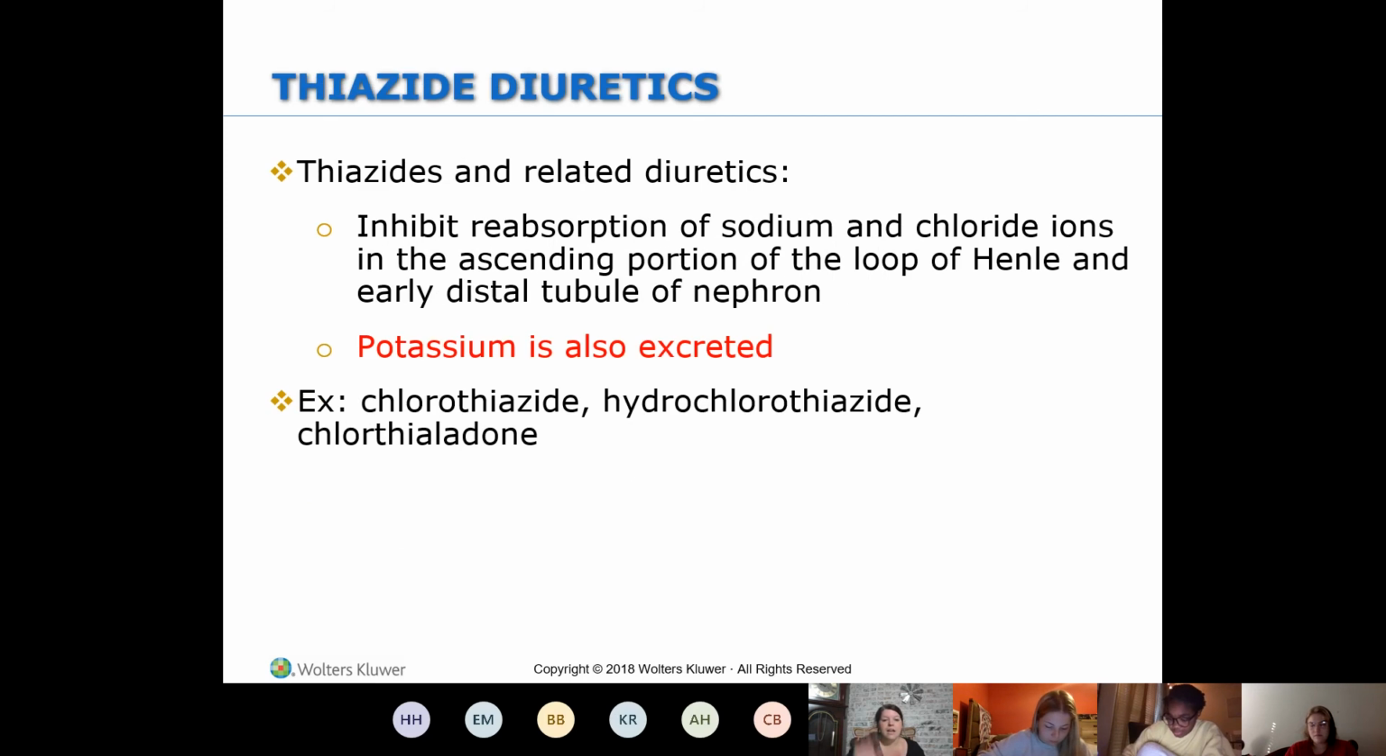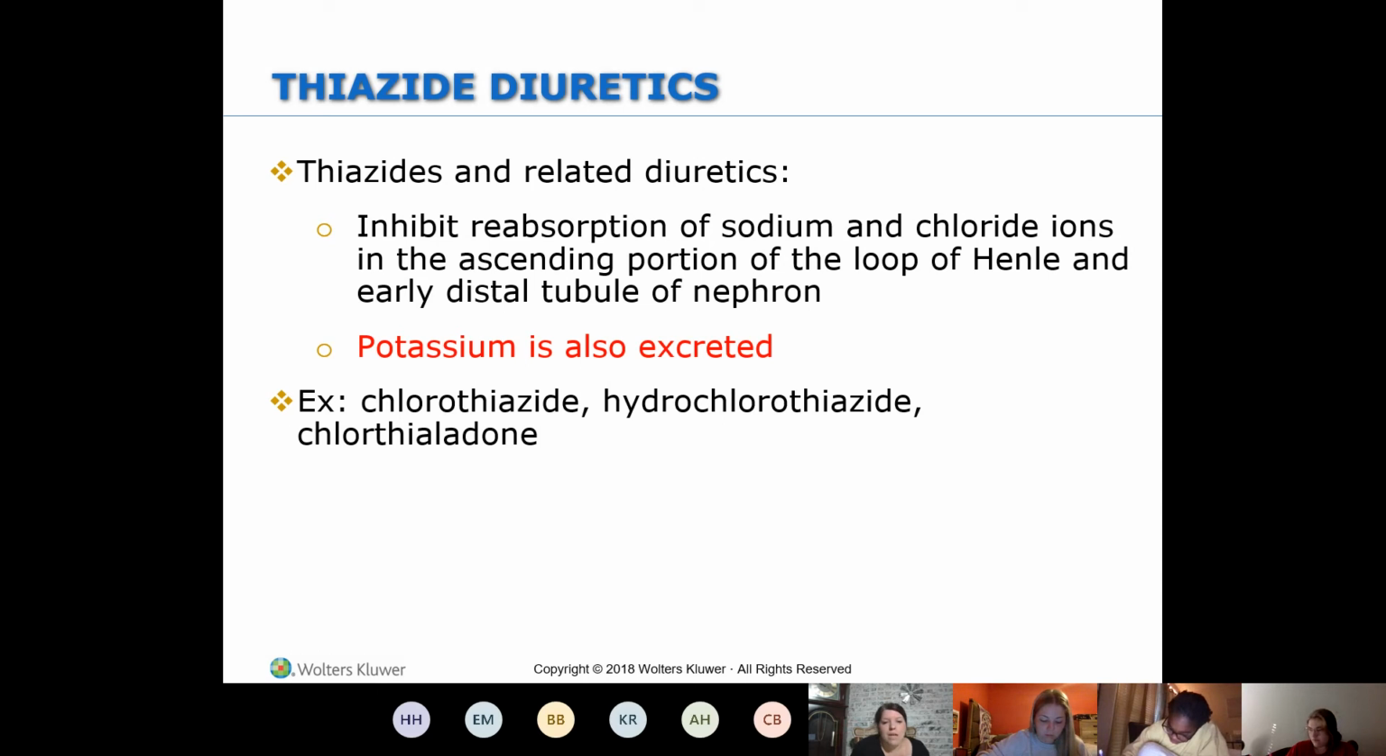Okay. Next subcategory are thiazide diuretics. The way that they're similar to loop is that they inhibit the reabsorption of sodium and chloride ions. They just do it in a different portion of the nephron, not the ascending or descending loop of Henle. It just takes place at a different area of the kidneys with that reabsorption. But at the end of the day, sodium, chloride, and potassium are all excreted.